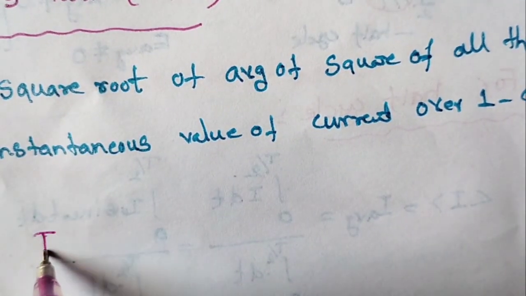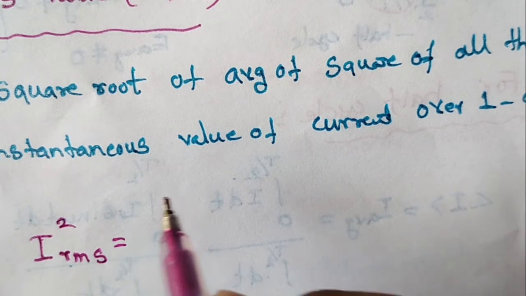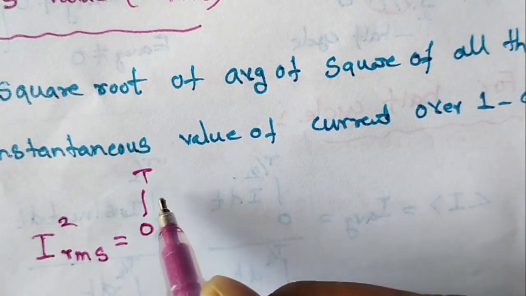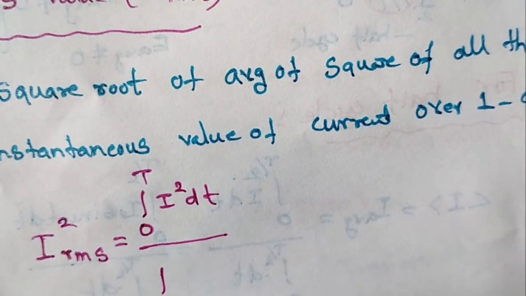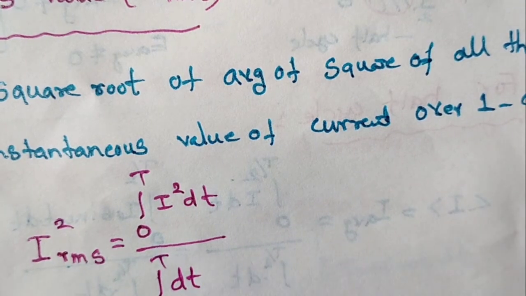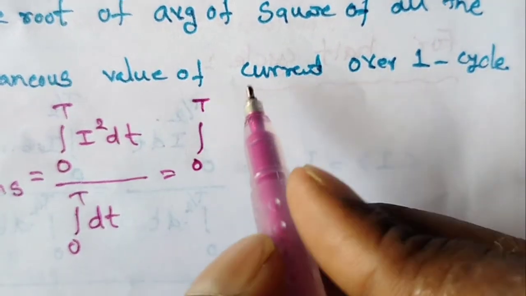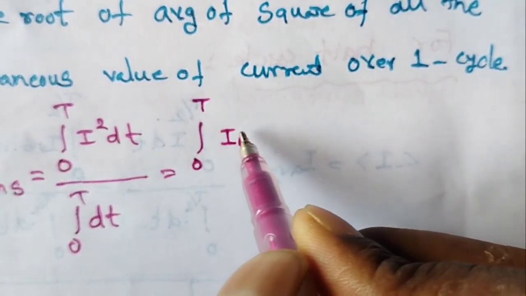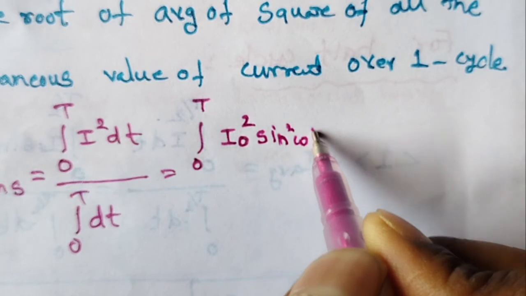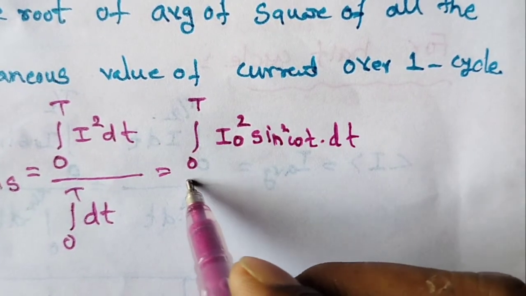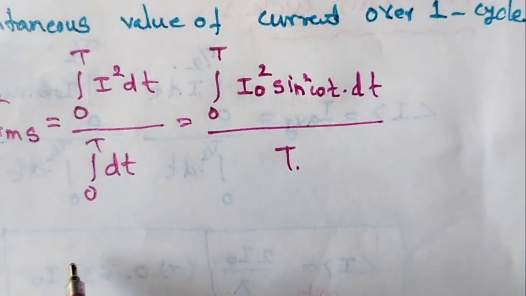Here, mathematical orientation, I square RMS is equal to integral 0 to T I square dt by integral 0 to T dt. So we know that I is the instantaneous value, I naught sin omega t. I naught square sin square omega t dt by, we know that very well, 0 to T dt is equal to capital T. I am taking these integrations.